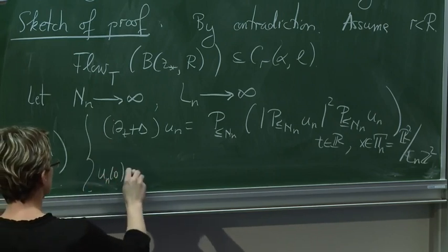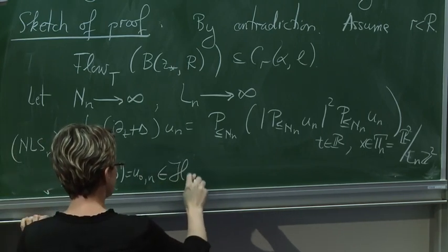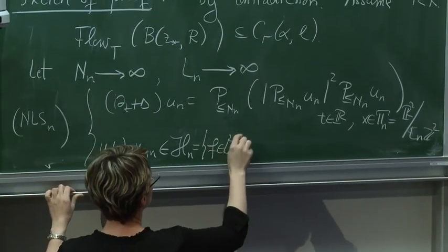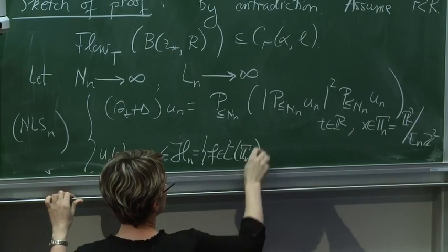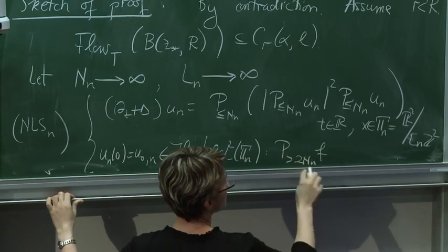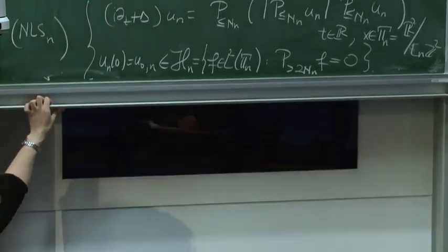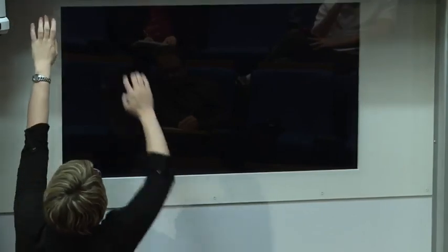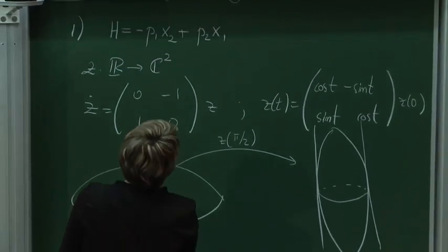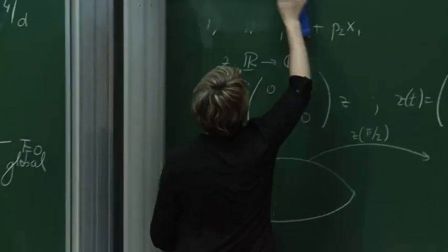And I'm taking my initial data, u_N at time 0, to be u_0N, a function in H_N. What is this? These are the functions f in L2 of this large torus with the property that they do not have frequencies larger than 2N. So I have made it finite dimensional. And as I promised you, this is a Hamiltonian system. Let me write down quickly the Hamiltonian.